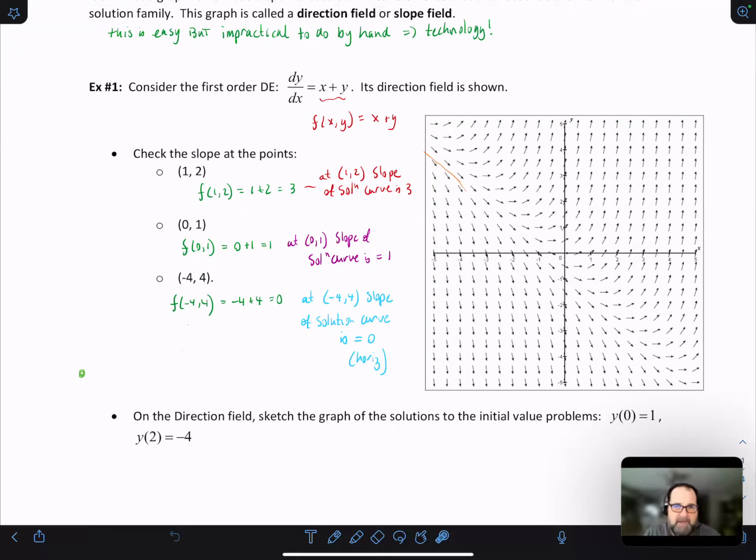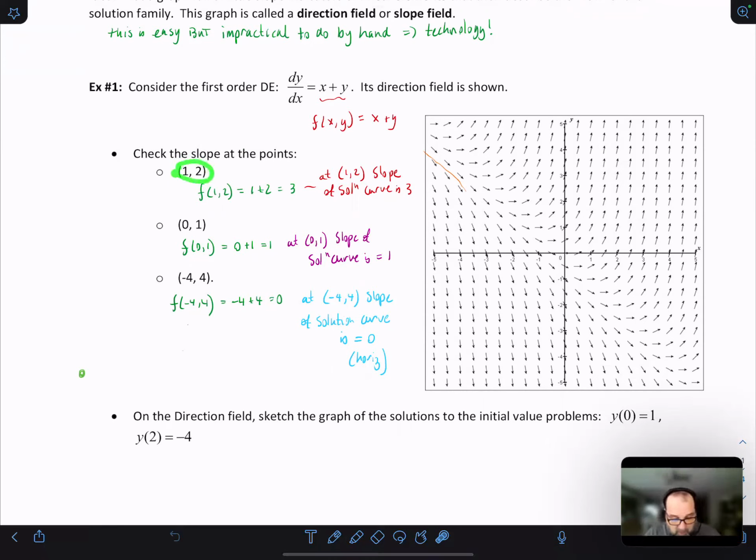Not much fun. However, given this coordinate plane, we can double check some of these locations and just see that this indeed looks like the direction field for this particular first order DE. So to do that, let's take a little look-see here. At our first point here, the point 1, 2, what would be the slope of the tangent to our solution curve?